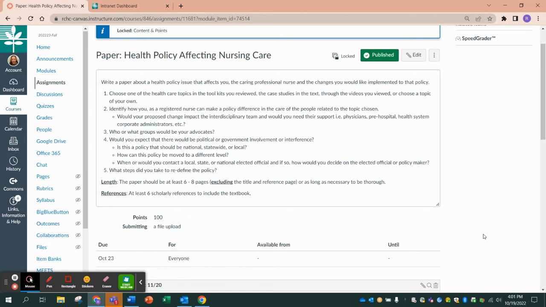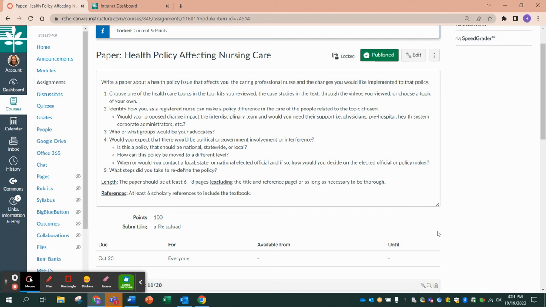Then remember, the paper needs to be at least 6 to 8 pages. When you include the title and reference page, it is going to be at least 8 to 10 pages. The references must include your textbook. And remember, you need to have at least 6 of them. Not 6 textbooks, mind you, but 6 scholarly references, and one of those needs to be the textbook. Remember that the textbook is the 3rd edition, Policy and Politics for Nurses and Other Health Professionals, Advocacy and Action.